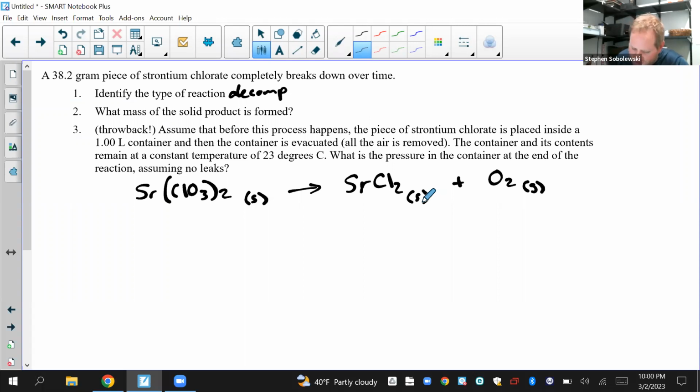All right, so that's our reaction. All right, 38.2 gram piece of strontium chlorate. So we got to turn 38. Oh, forgot to balance. Let's see.